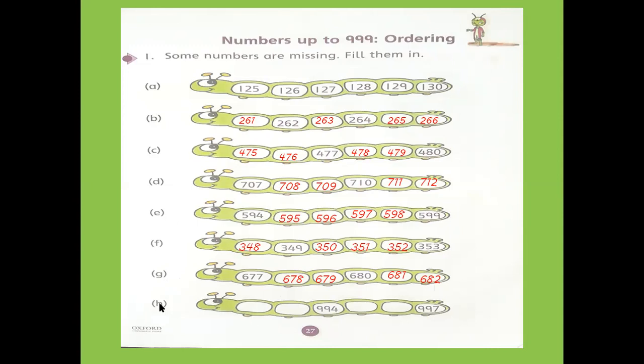Okay, and the last part, H part, the first two numbers are missing. The third one is 994. It means, look, before 4 is 3, and before 3 is 2. It means here 992. And after 2, 3, 993. 994 is given. After 4, 5, 995. And after that 996, and 997 is given. So read with me. 992, 993, 994, 995, 996, and 997.